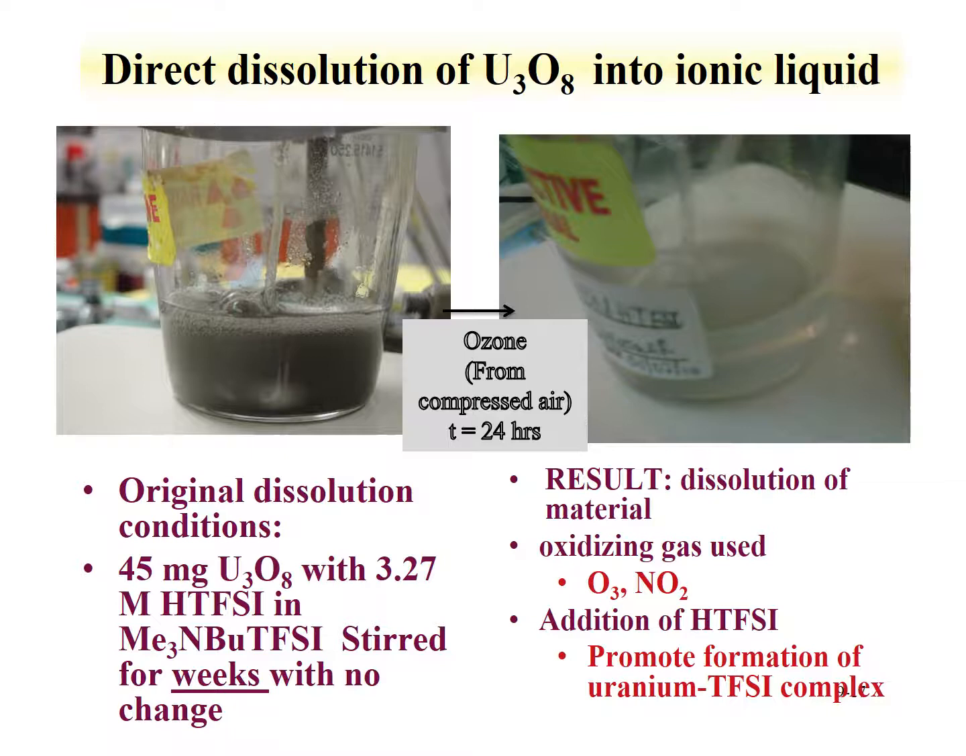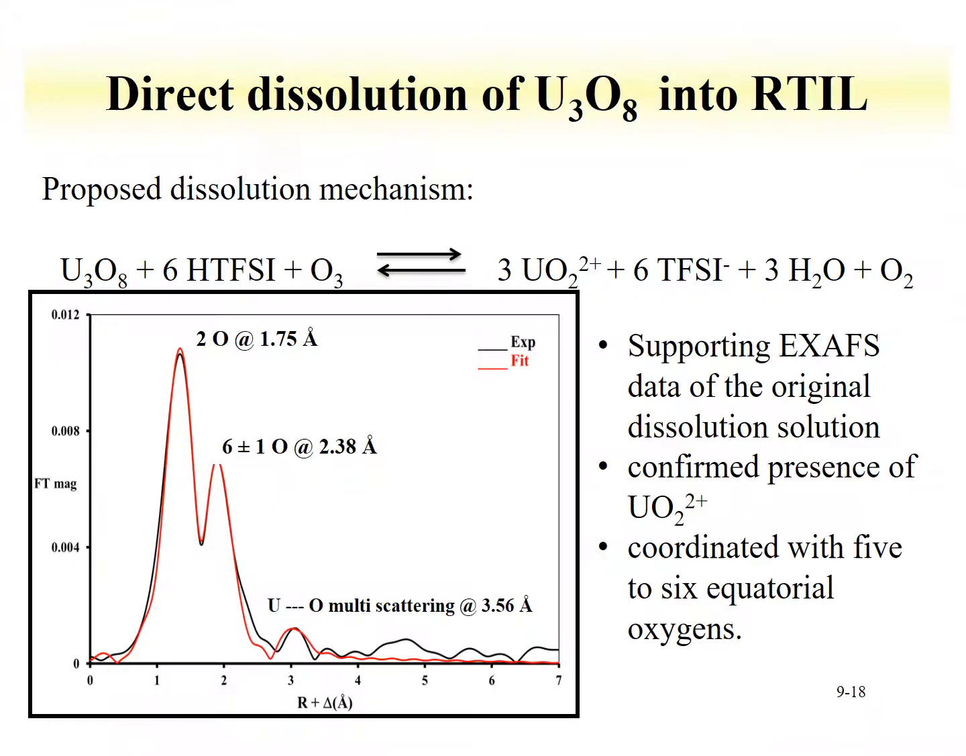And here's an example of some direct dissolution of uranium, where U3O8, treated with ozone, goes from being a solid to a solution phase. We get a dissolution of the material. Then evaluation. We did UV-vis spectroscopy, and here's some XAFS data of the uranium. We see these two oxygens. These are the yl oxygens on uranyl. These are the coordinating oxygens from TFSI. So this shows that this reaction forms the oxidized UO2 in the TFSI solution, and that any chemistry at this point is done with the uranyl.